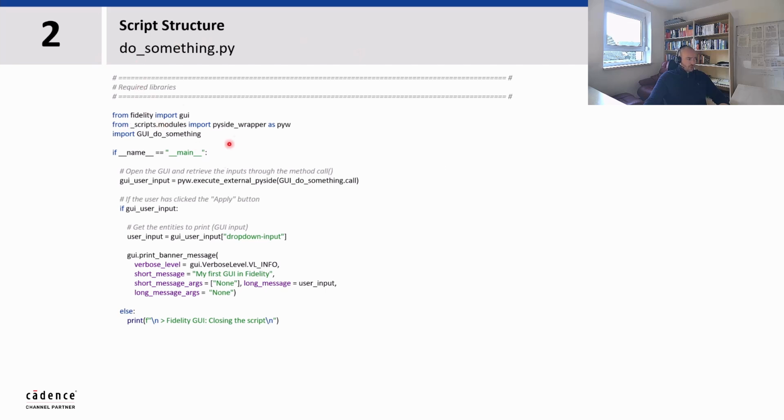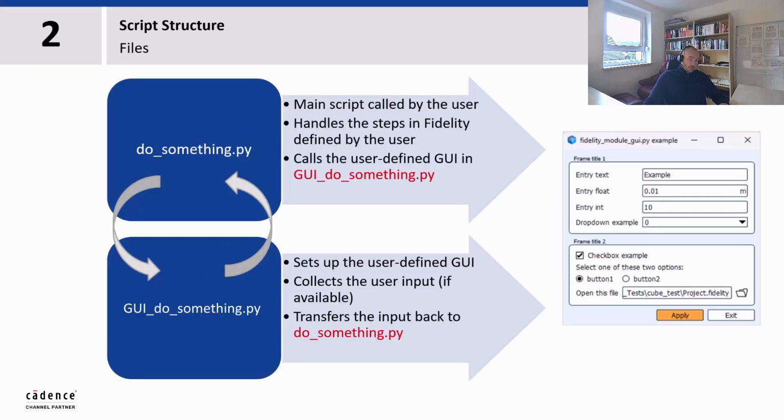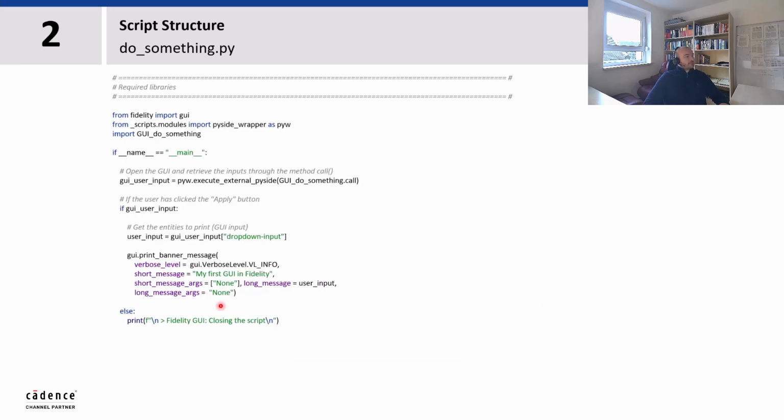So here we import some libraries. Be sure to import the PySide wrapper, which is located under scripts modules within the Python folder. I will also be showing this in a minute. And then in this line right here, you import the second script. Then, of course, you always protect your main code with this if condition right here.